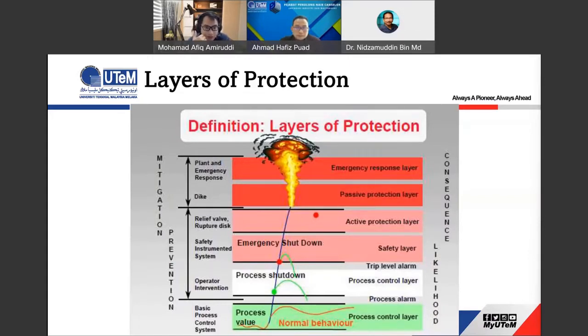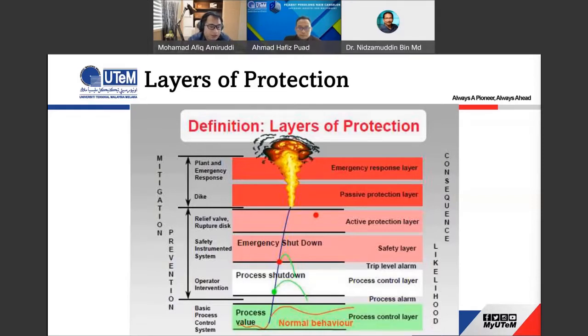And lastly, we have the relief valve. We go beyond the safety instrumented system. We use a relief valve or rupture disk. This we call the active protection layer. If the prevention cannot contain this dangerous behavior of the system or process, we go to mitigation. It means we want to avoid something happening, so we use a passive protection layer. And lastly, the only last thing we have to do is plan emergency response. The emergency response layer is the last defense before the accident happens. So we call it the layer of protection.